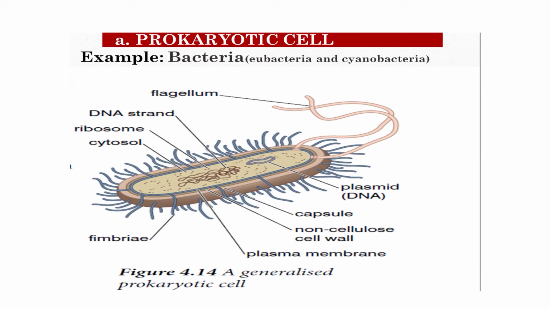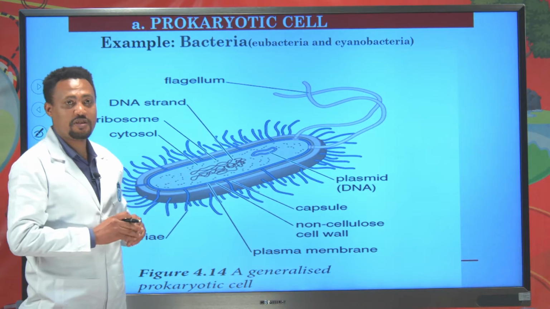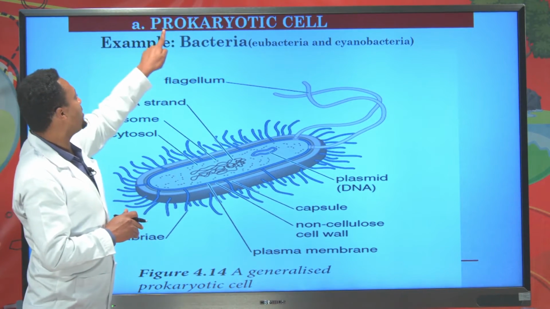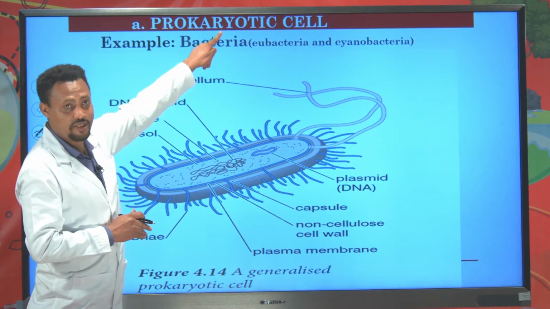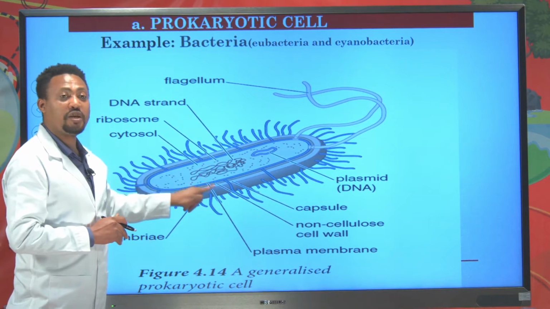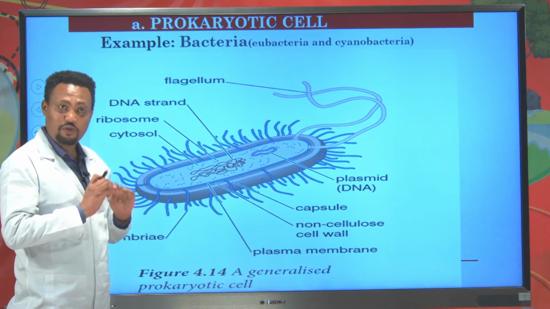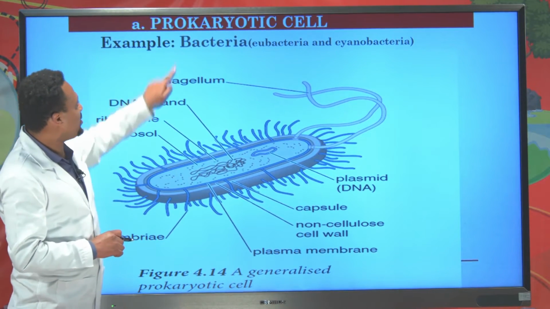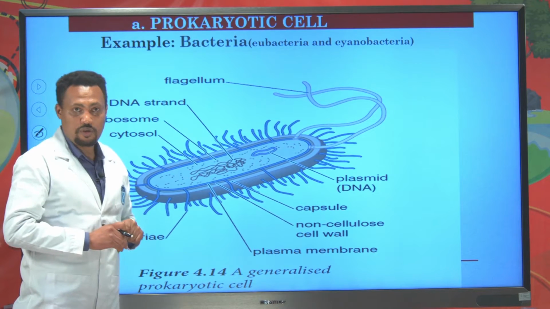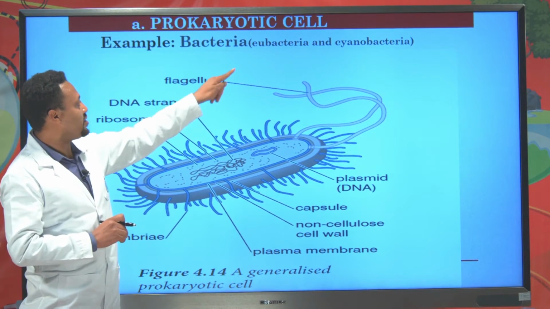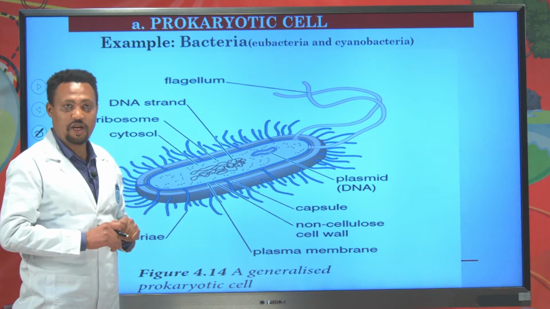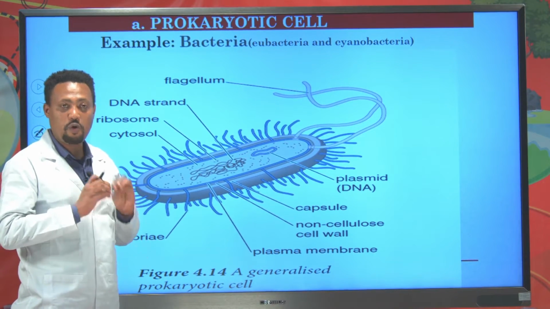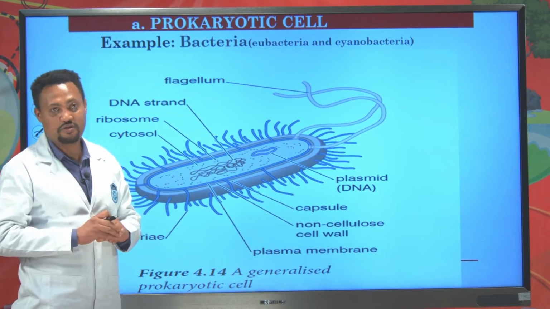The first one, as I mentioned, is prokaryotic cells. This name clearly tells you that these are cells with a primitive kind of nucleus, a nucleus without a nuclear membrane. So they lack a true or distinct nucleus. Second, these cells are well known as bacteria, basically eubacteria and cyanobacteria. These two groups of bacteria are the only prokaryotic cells that exist so far.